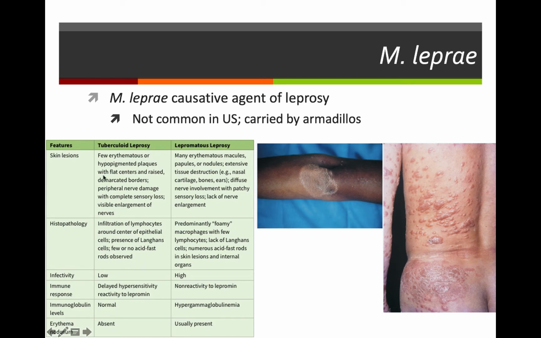So the tuberculoid form is mostly characterized by having a lower burden of infection. The lepromatous form has a higher infectivity, mostly because the patient has more bacteria to transmit. The patient may also have hypergammaglobulinemia, which is just a big long word for saying lots of extra IgG. So gamma globulin is IgG. Hyper means a lot more.